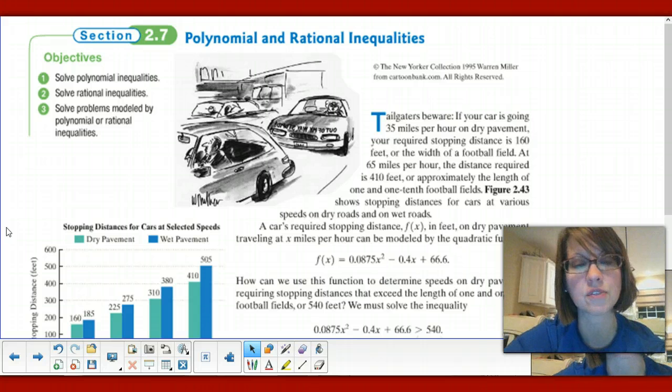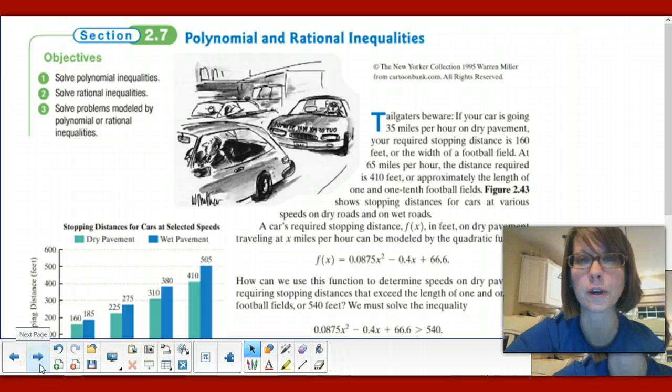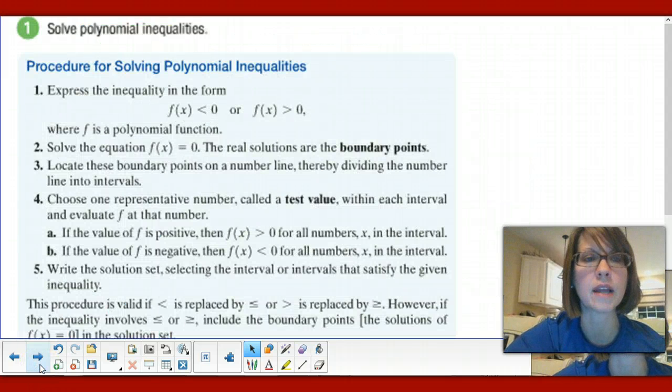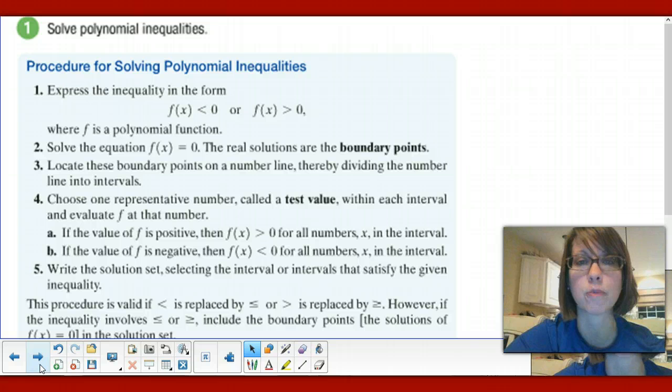I'm going to give you a taste of some applied problems that might involve specifically polynomial inequalities here. You have this procedure box, this 5-step strategy for solving polynomial inequalities. Just like I did in 2.6 with graphing rational functions, where they gave you a 7-step process and I cut that down to 3, I'm going to put my perspective on this 5-step table. Okay?